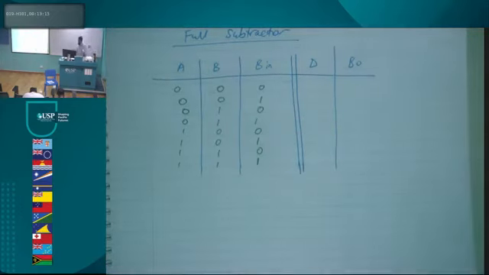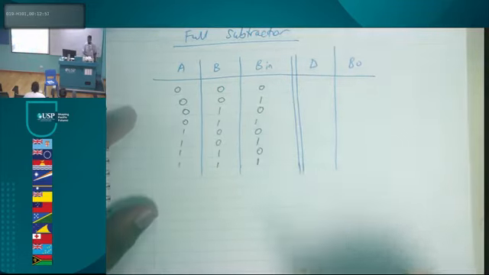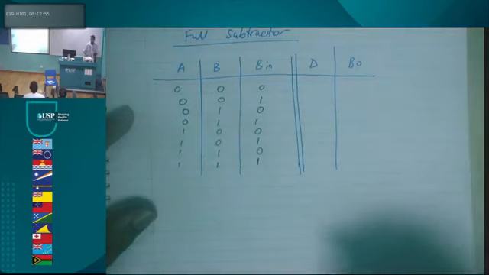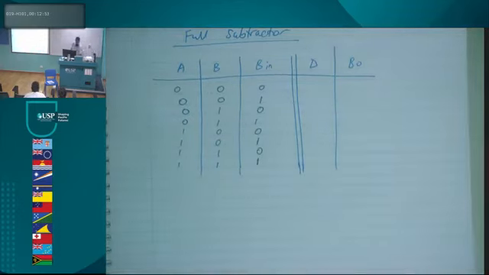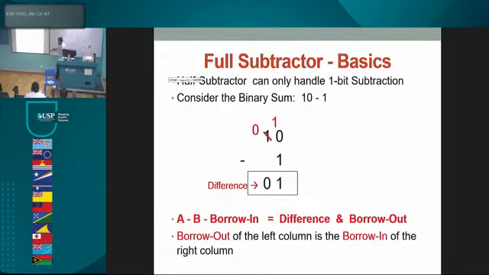All right, guys. Okay. All right. Now, the way we look at this is like this. 0 minus 0, and there was no borrow in, right? 0 minus 0, and there was no borrow in. If you are confused, we are looking at this equation. This is the master equation of our full subtractor. A minus B minus borrow in. Okay, remember that.